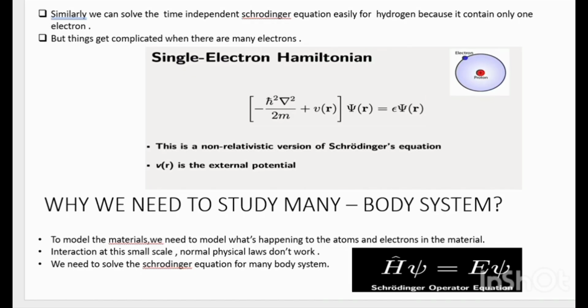Because in order to model the materials in the computer, we have to study the behavior of the atoms and the electrons. And how can we study the behavior of atoms and electrons? By solving the Schrödinger equation, because normal physical laws don't work at this level.